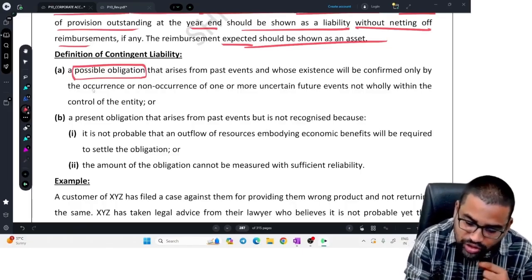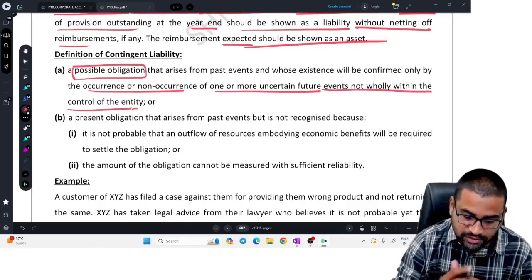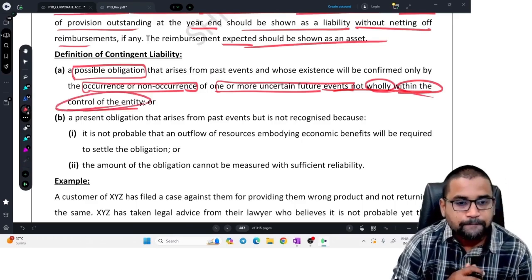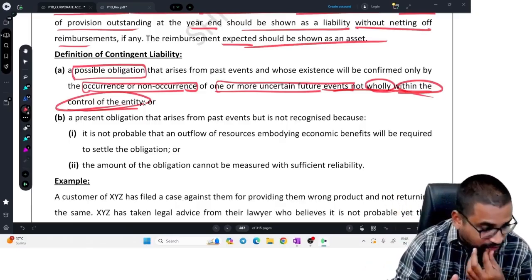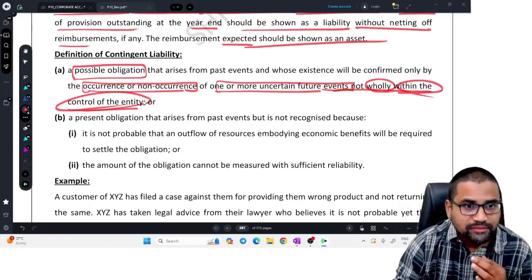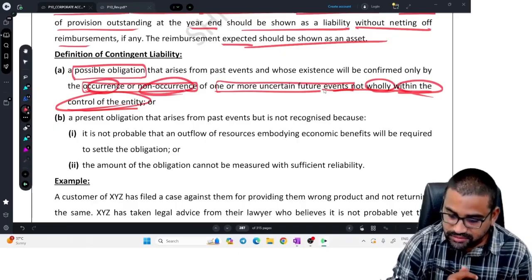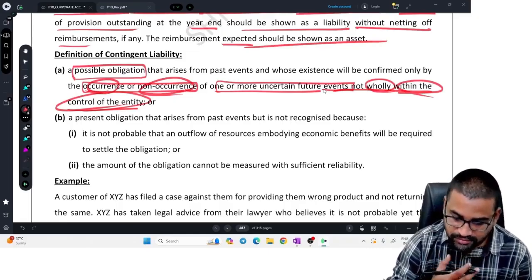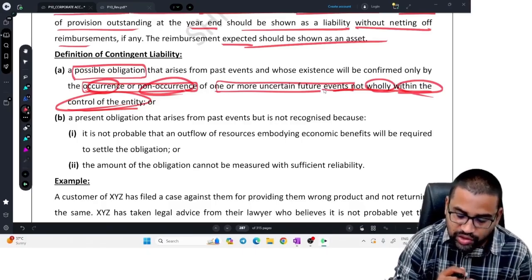That depends upon occurrence or non-occurrence of one or more uncertain future events, not wholly within the control of the entity. For example, a court case pending. Now suppose the judgment came in our favor, may not come in our favor. Occurrence or non-occurrence of one or more uncertain events, not wholly within the control of the entity. So an obligation that arises from past events and whose existence will be confirmed by the occurrence or non-occurrence of one or more uncertain future events, not wholly within the control of the entity.